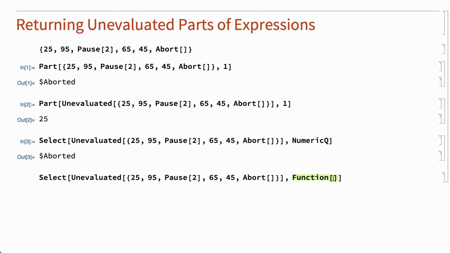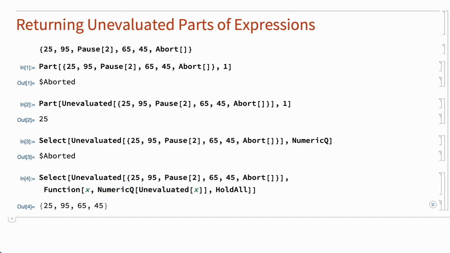A solution to this problem is shown by this input, which uses NumericQ in a pure function that holds the argument unevaluated. The pure function here has the HoldAll attribute to prevent the argument of the pure function from being evaluated, and the argument of NumericQ is enclosed in Unevaluated, which prevents the element that is being tested from being evaluated when it is passed to the NumericQ function. That selects the numeric elements.